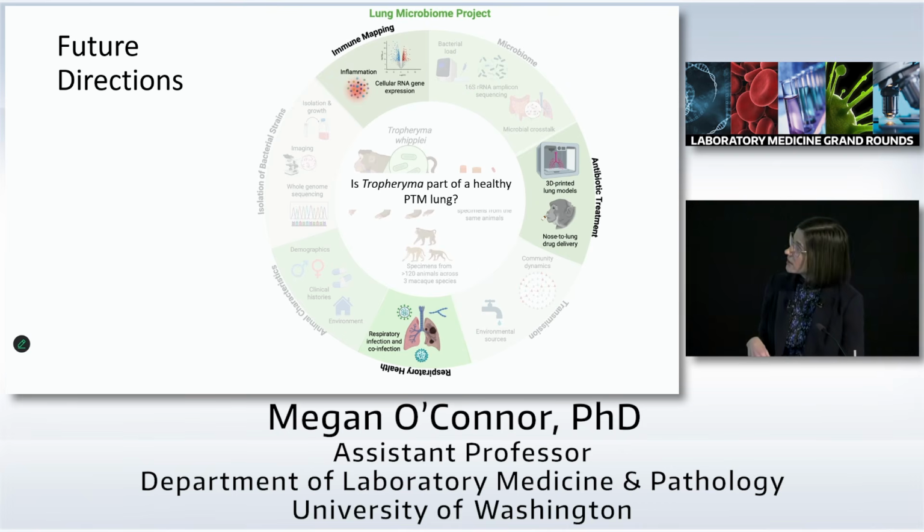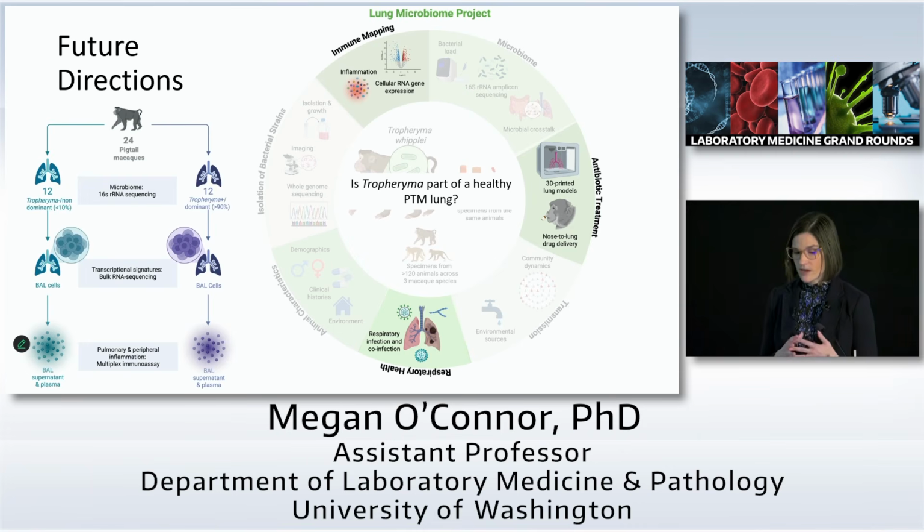But what we're starting to do is look at the different immune profiles between animals that have a non-dominant lung, where less than 10% of their lungs are Tropheryma, in comparison to those that are over 90%, so that we can start to identify if there's any impact on the transcriptional signatures within the lung. And then we're also looking at pulmonary as well as peripheral inflammation to start to identify if there's any potential local or systemic biomarkers of this infection. We also have a major question about whether or not the presence of Tropheryma in the microbial composition is influencing respiratory infection.